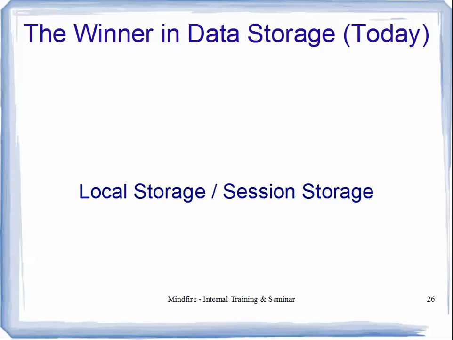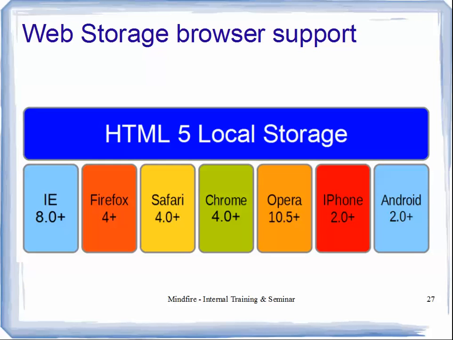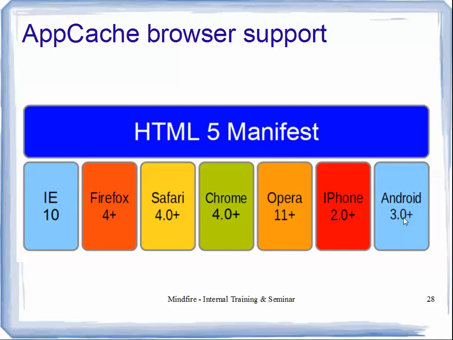And here are the browsers which support HTML5 local storage: almost all browsers, starting from IE 8 plus, Firefox, Safari, Chrome, Opera, iOS and Android. And the HTML5 manifest, the app cache, is supported from IE 10, and then Firefox, Safari, Chrome, Opera, iOS and Android, almost all browsers. For IE, it requires IE 10.